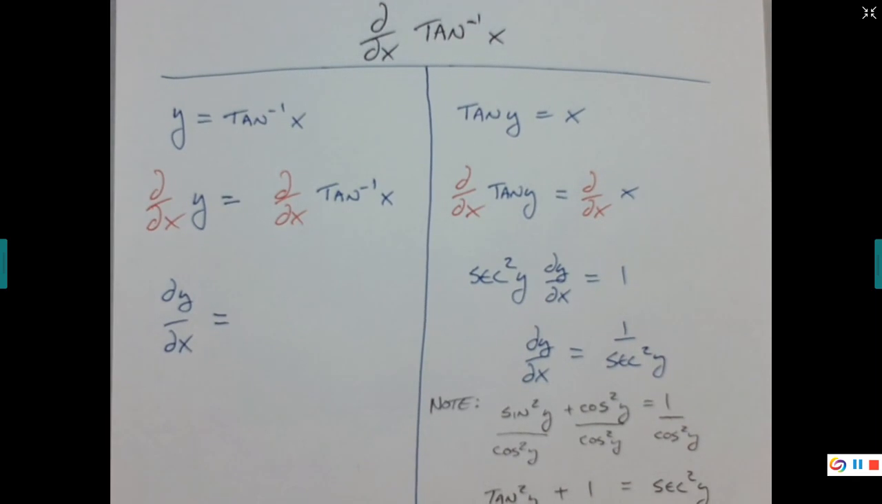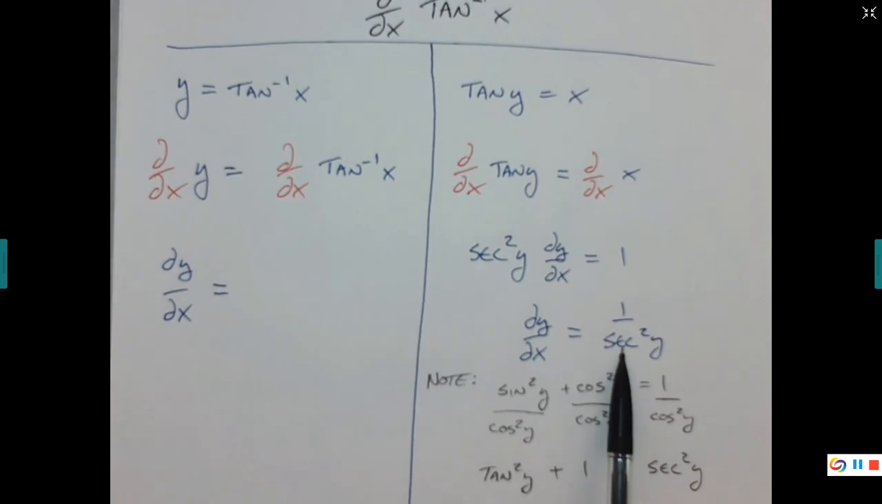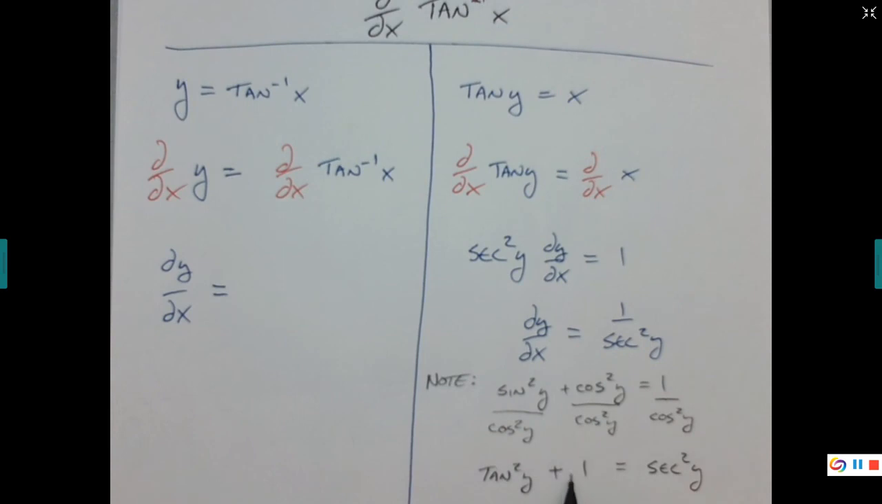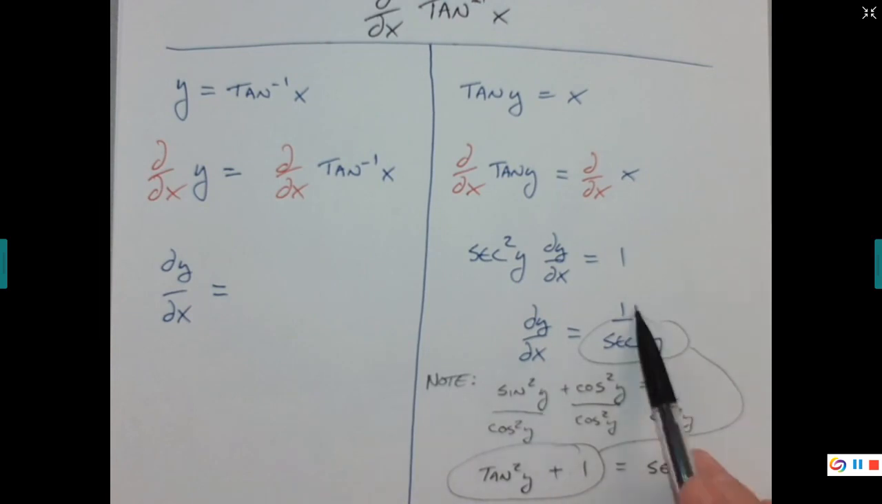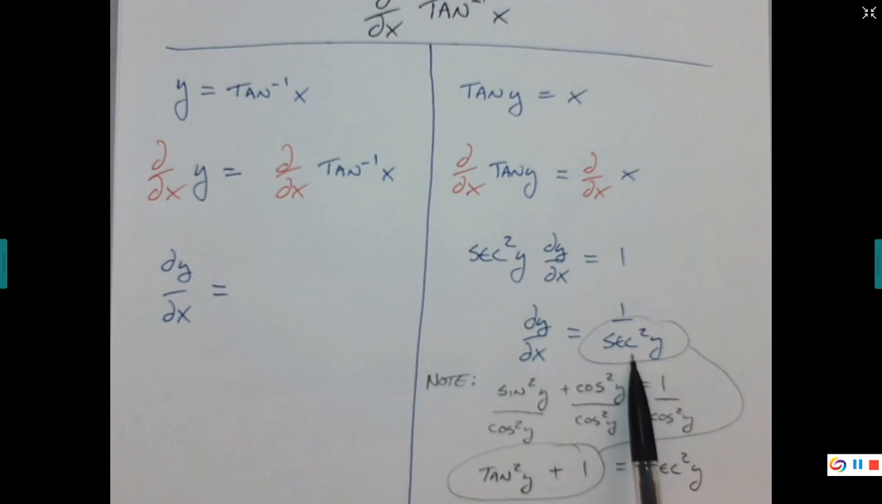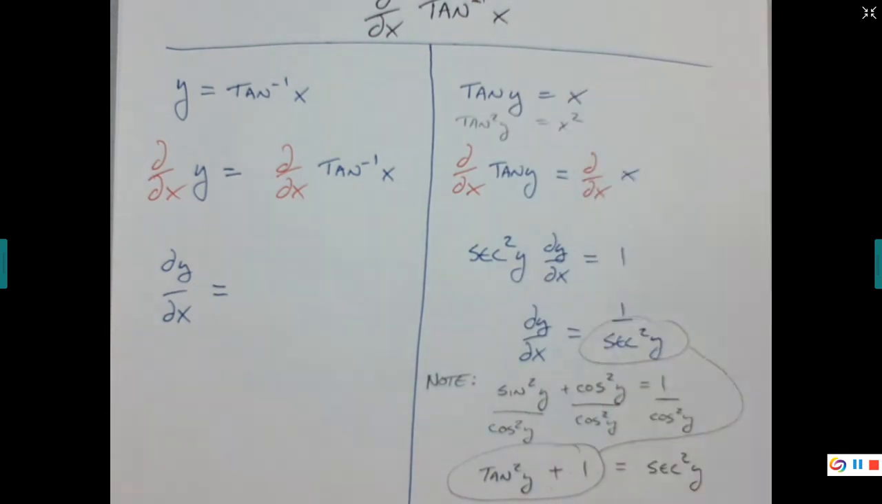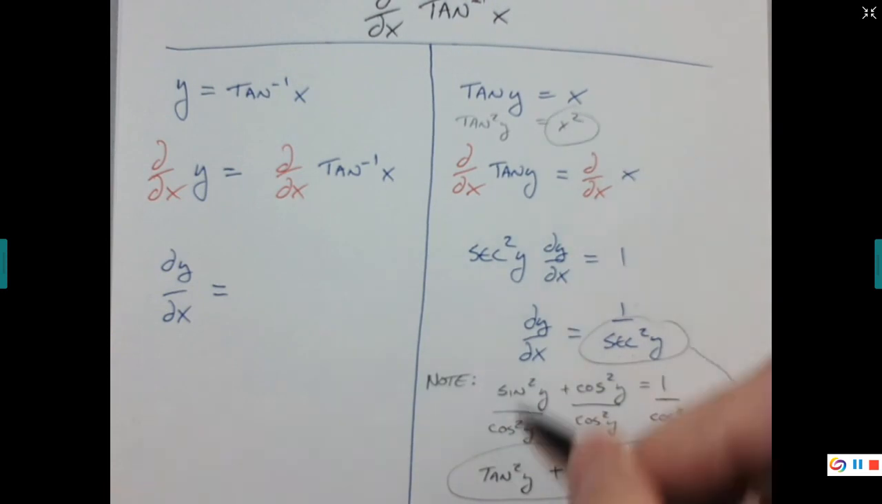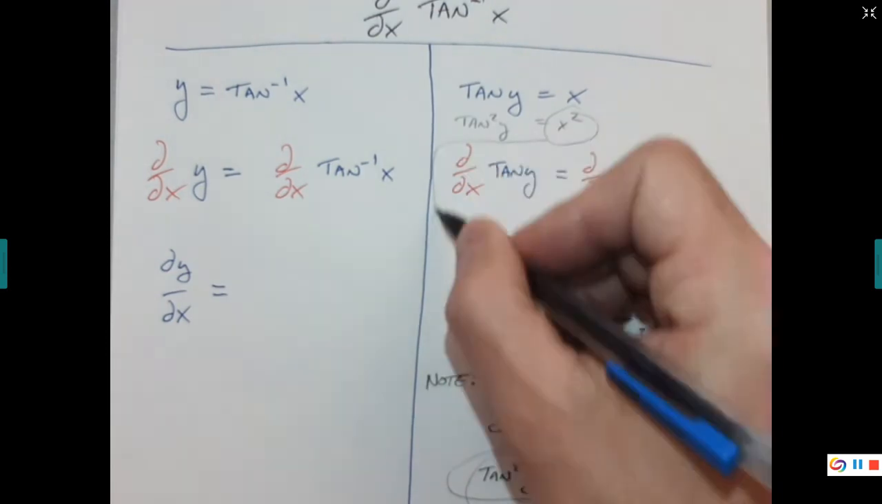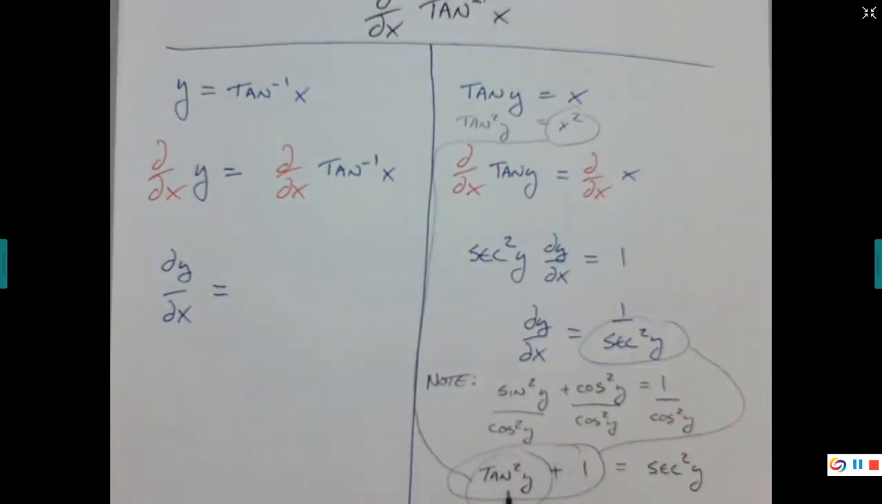Hey, look at that. I think I have a suitable replacement now for my secant squared y. Secant squared y is actually tangent squared y plus 1. So I will be taking this tangent squared y plus 1 and I'll be replacing this. So I'll have dy dx is 1 over tangent squared y plus 1. But I know that tangent squared y, when I square both sides, could actually be replaced with x squared. So this tangent squared y right here, right inside there, can be replaced with x squared.